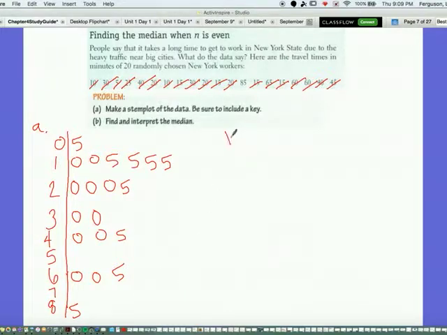And part B asks us to find and interpret the median. So what I'm going to do is I'm going to say, okay, I have 20 randomly chosen New York workers. So I'm going to find the 2 points that are in the middle. So if I have 20, let's split it in half. So let's find 10 on each side. So 1, 2, 3, 4, 5, 6, 7, 8, 9, 10. All right, so this would be the split right here. 1, 2, 3, 4, 5, 6, 7, 8, 9, 10.